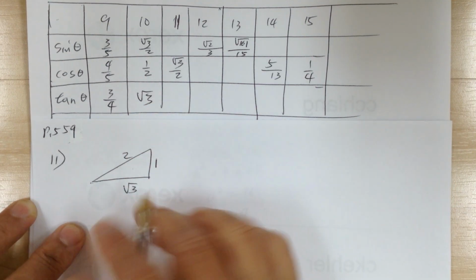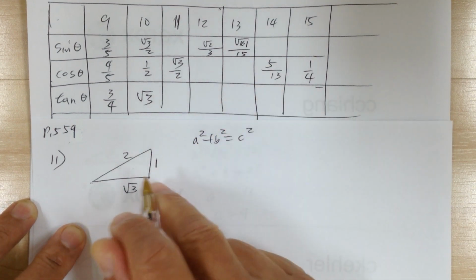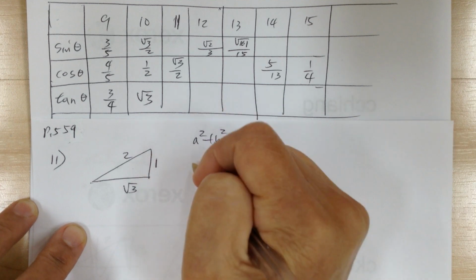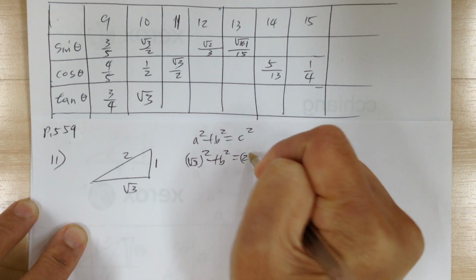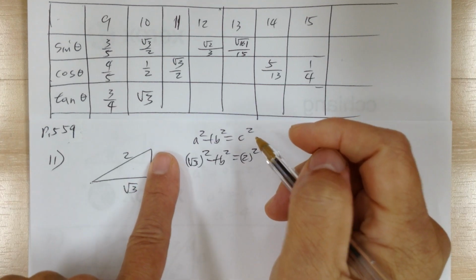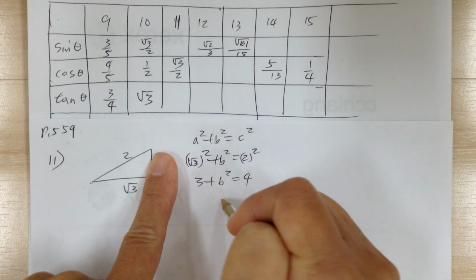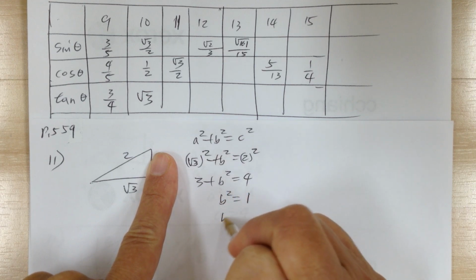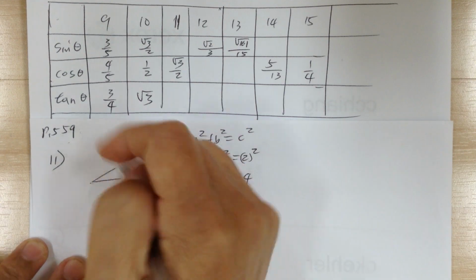Again, if you don't know that, you just have to use the Pythagorean theorem, a squared plus b squared equal to c squared. But you need to know your special triangle, okay? So you're going to get square root of 3 squared plus b squared equal to 2 squared, right? So you're going to get 3 plus b squared equal to 4. So b squared equal to 1, so b equal to 1. But you should know your special triangle, okay?